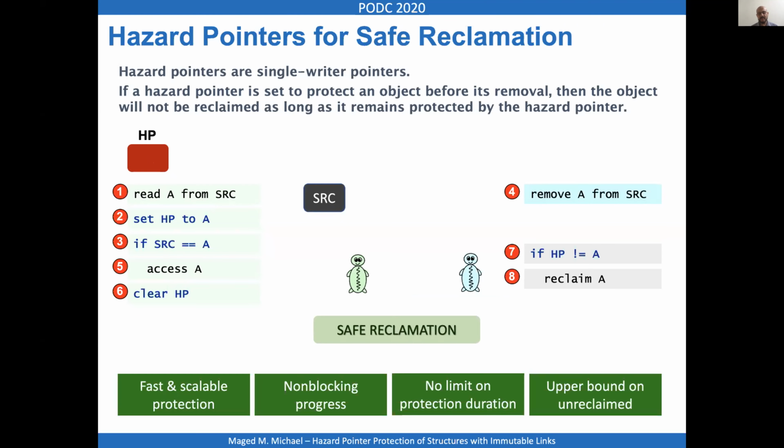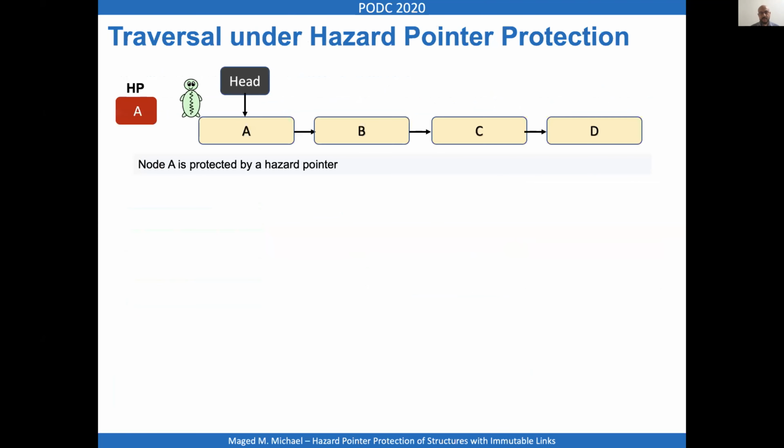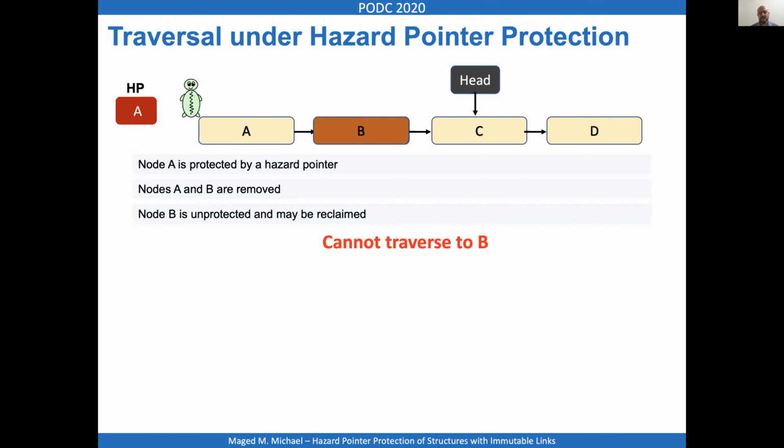It has many advantages that can sometimes make it the best option. The problem is that it has limitations on traversal of link structures. So for example, here we have a thread that's protecting object A, the node A. Concurrently, some other thread removes nodes A and B. And since the thread is only protecting A, B could actually be removed and reclaimed, and it's too late for our thread to do anything about protecting B and accessing it.